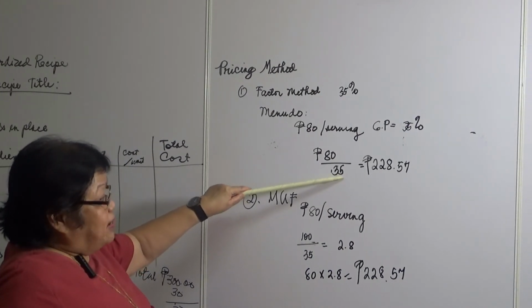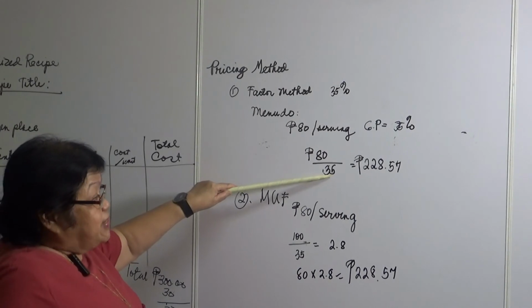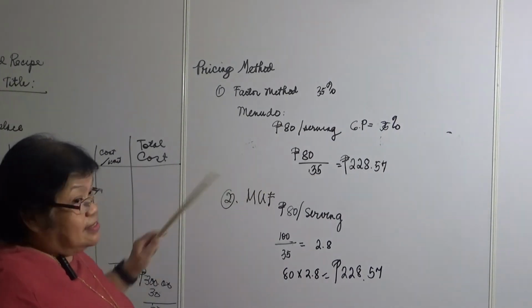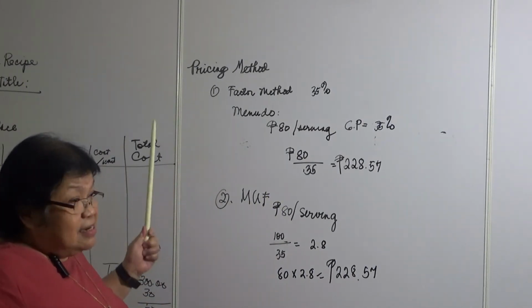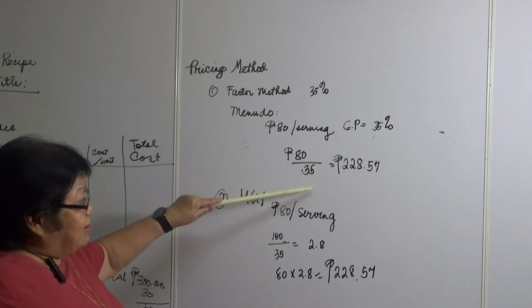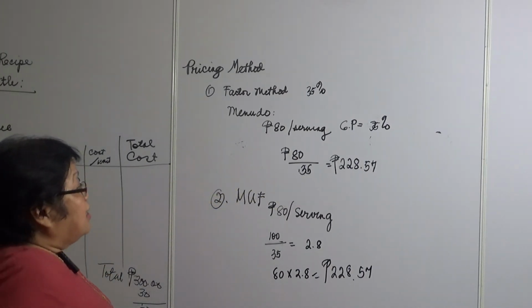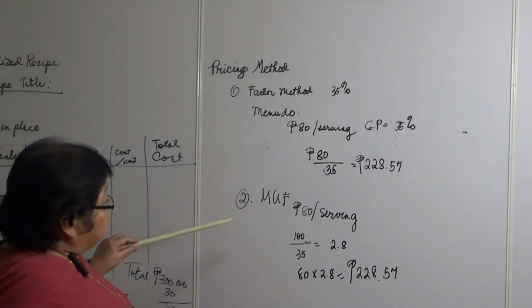This 0.35 is high, especially if you have a freestanding restaurant and your rental, and it is situated in locations like Makati, Green Hills, those high-end areas. So you have to factor in those situations.